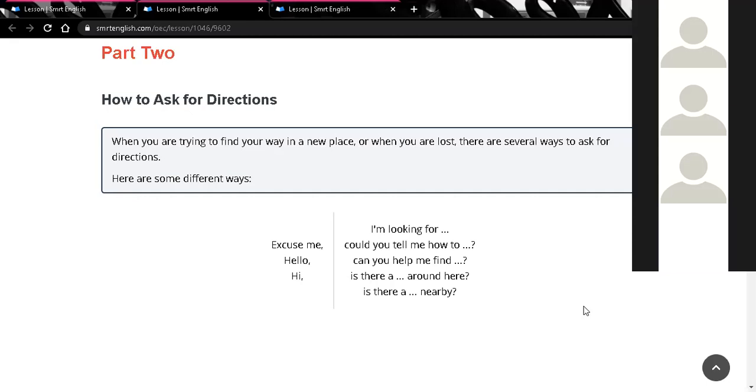Now it says in here, how to ask for directions. If we need to get somewhere, how are we going to ask? It says in here, when you're trying to find your way in a new place, or when you are lost, there are several ways to ask for directions. Here are some different ways. Who wants to help me to read this, please? Who wants to read? Nobody wants to read?